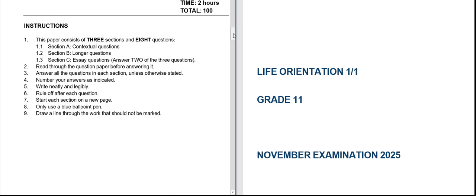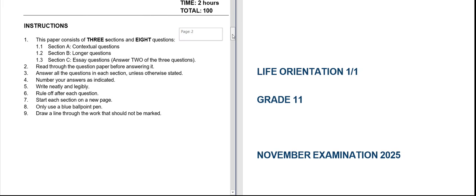So we see that it has got three sections: section A, section B, and section C. Of course, section C is on essay questions. On section C, it is optional. You answer two of the three questions. So basically, this is what we have.